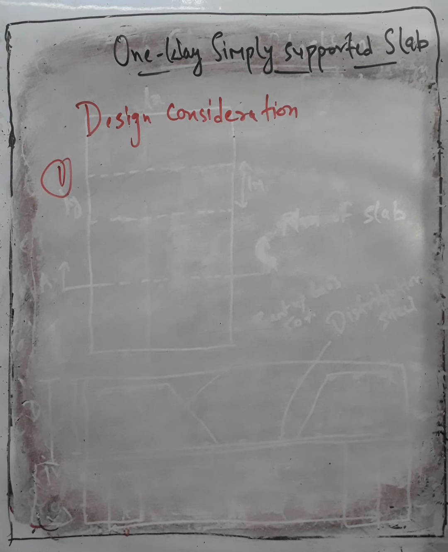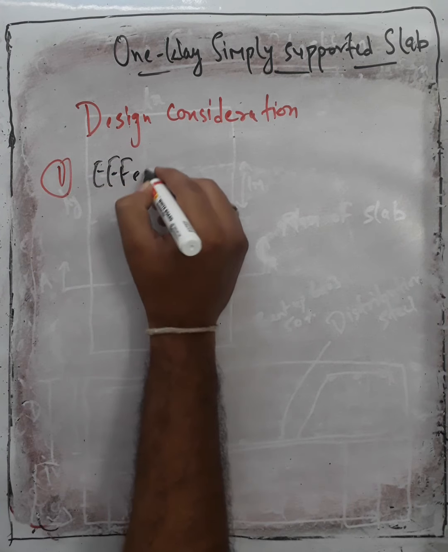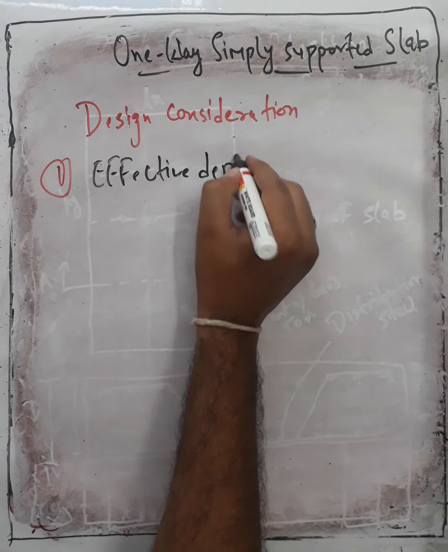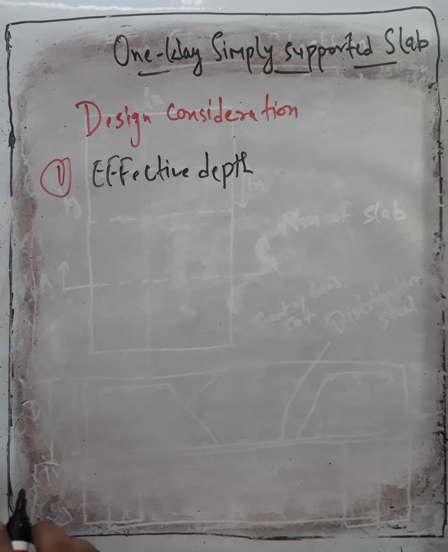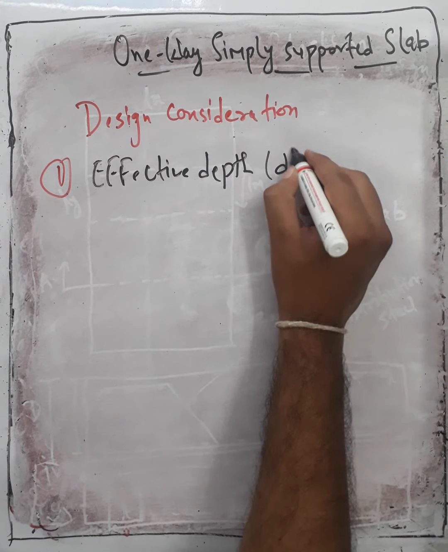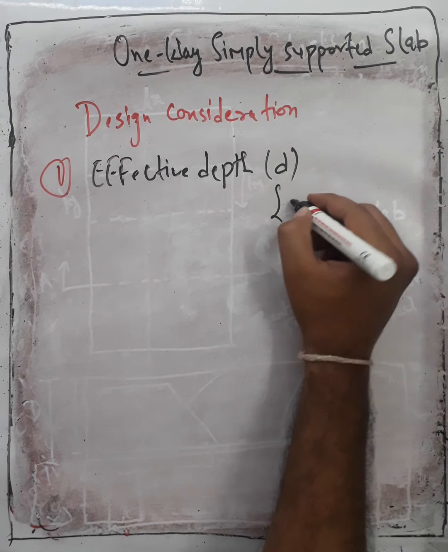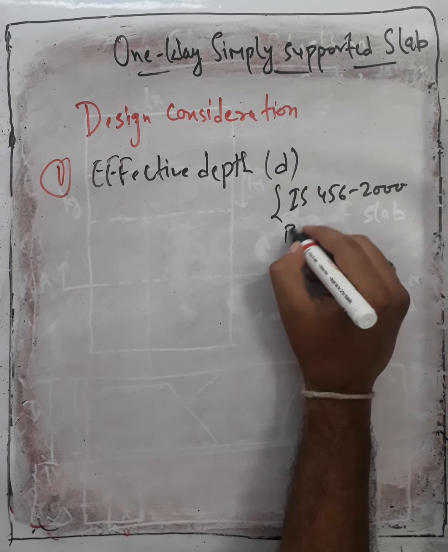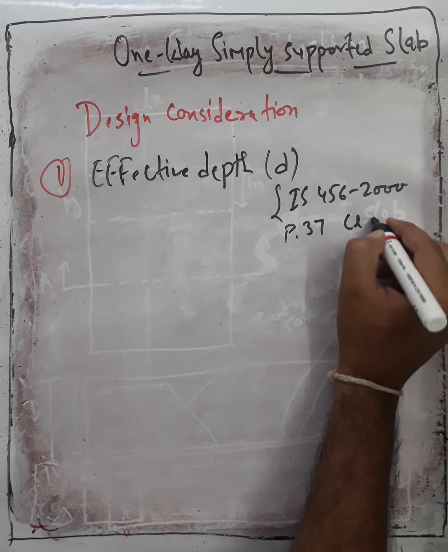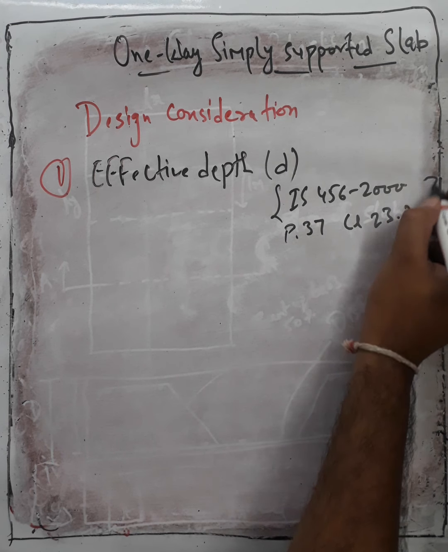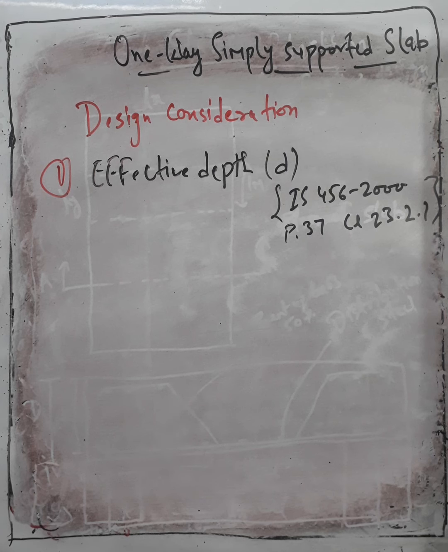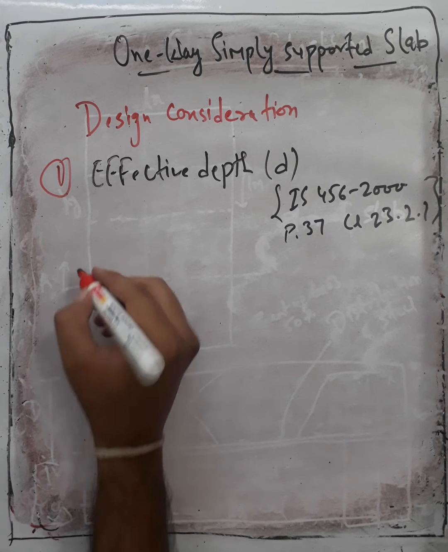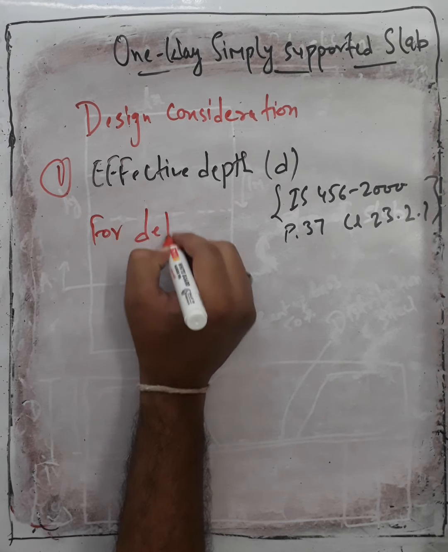First is effective depth, and this design consideration is for the simply supported slab. This effective depth is given in IS 456/2000, page number 37, clause number 23.2.1. This clause gives the effective depth, and they have given it for deflection control.